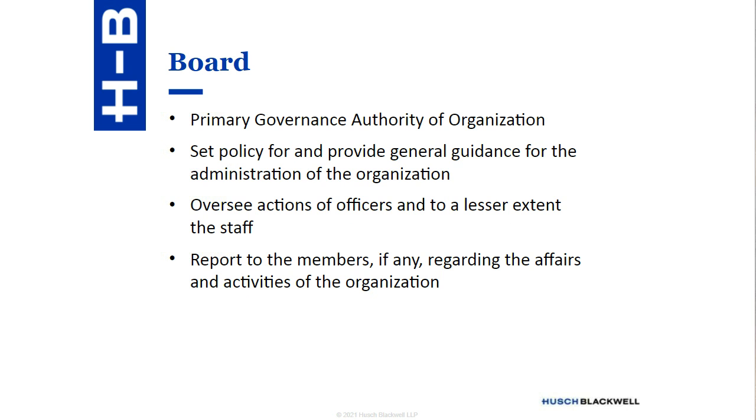So moving on to the board and down the hierarchy, the board is where primary legal authority resides. The board is supposed to guide the organization and not be a rubber stamp for the officers or the executive director. They're to oversee the actions of the officers and, to a lesser extent, the staff. And if there is a member, report to the members, if any, regarding the affairs and activities of the organization.